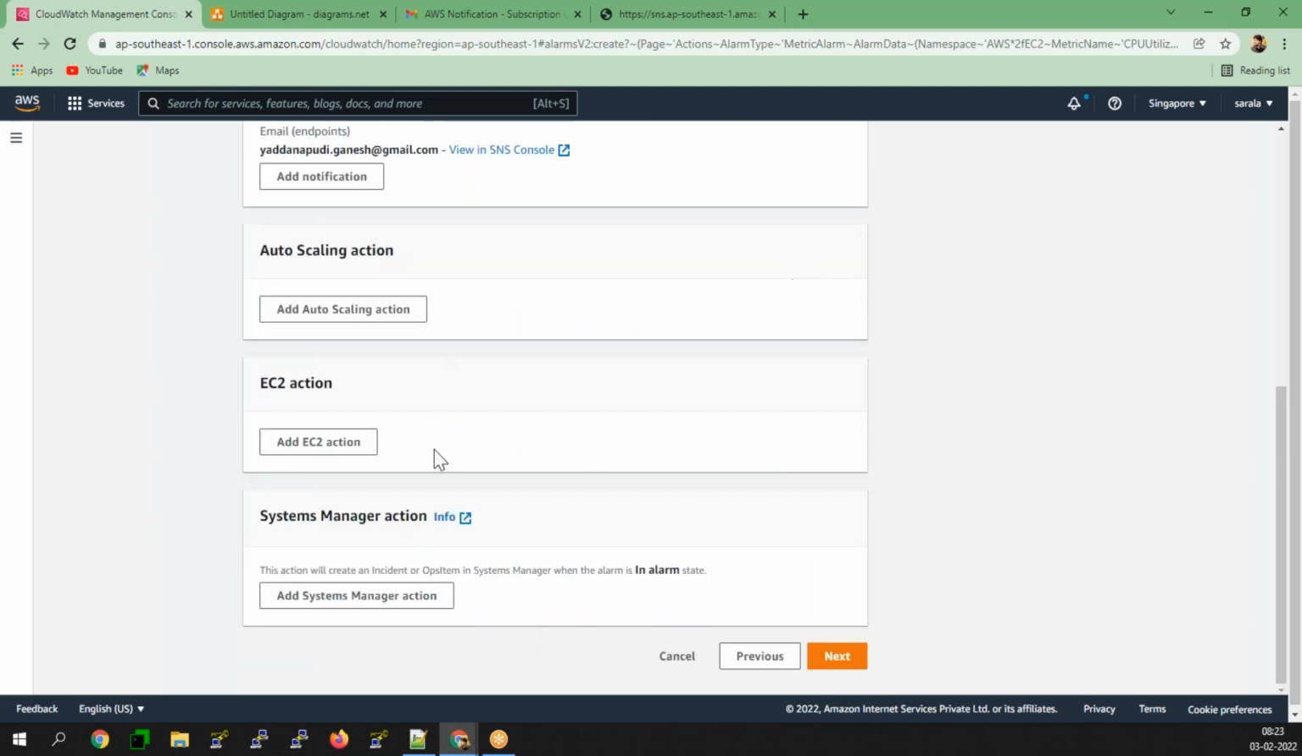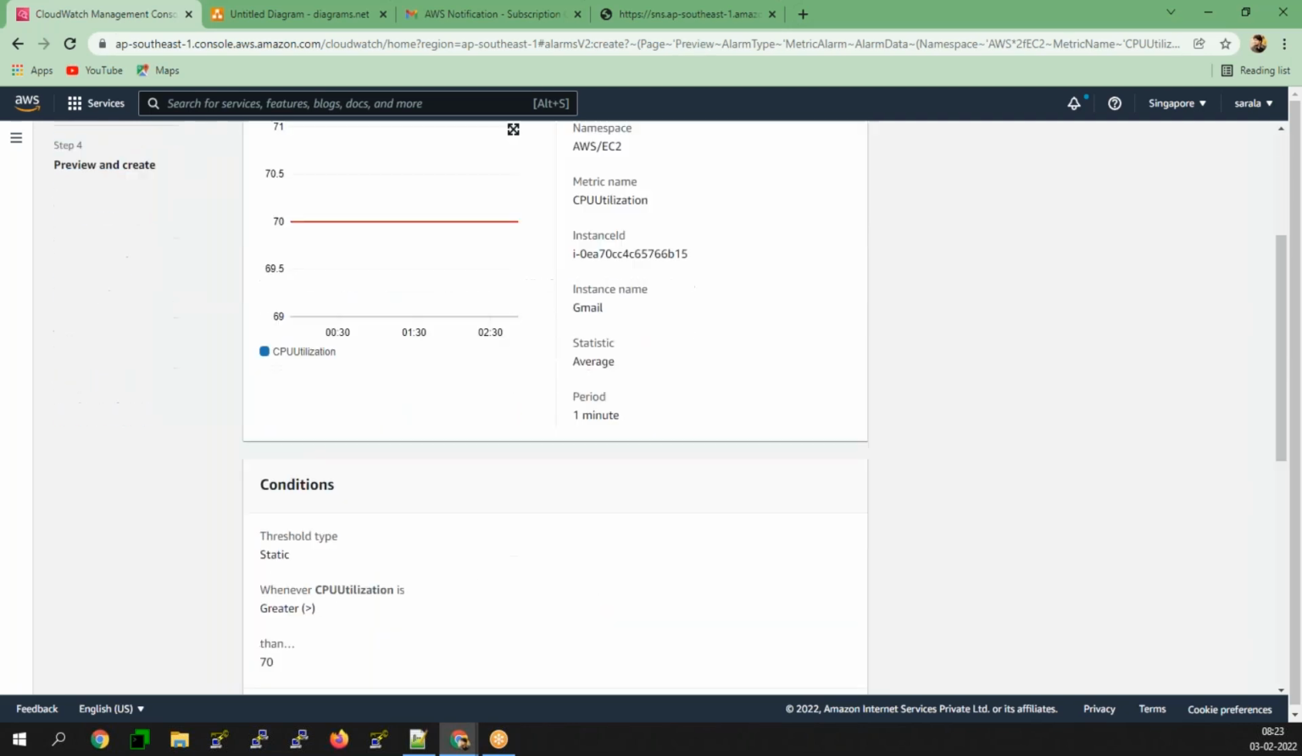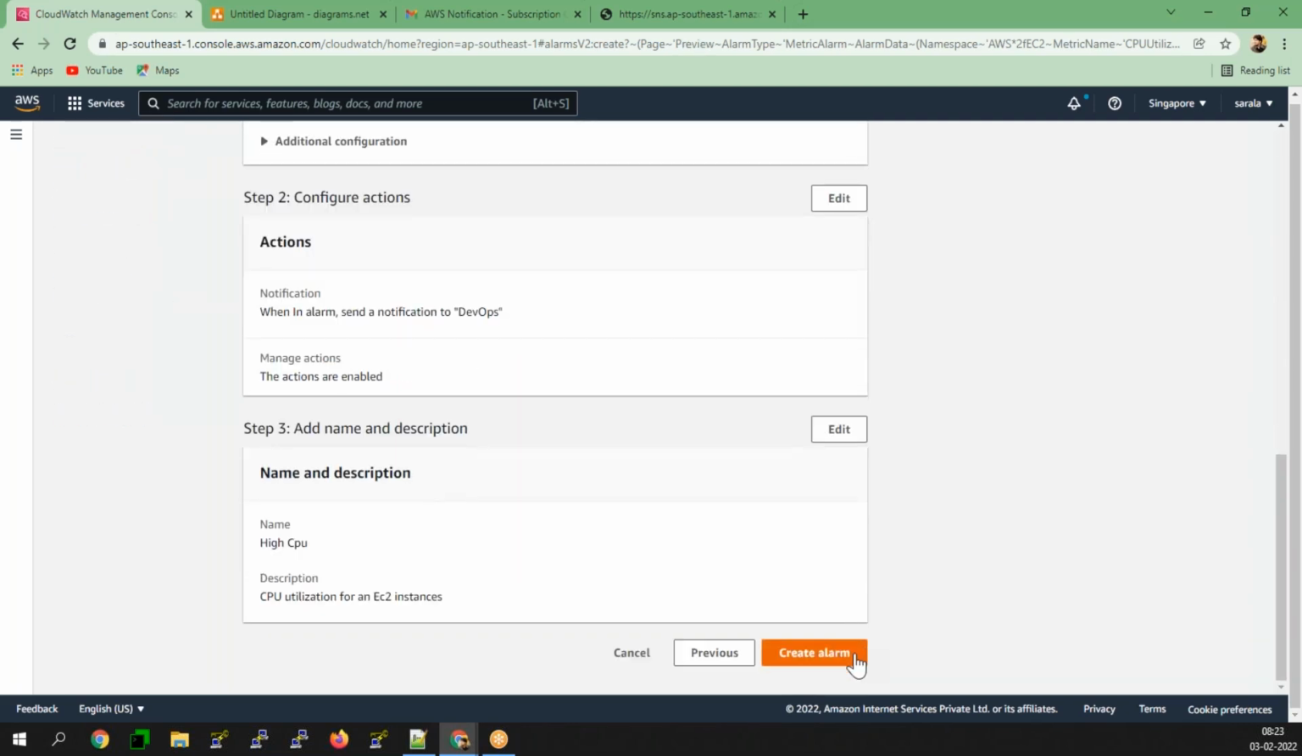So not required here. I'm removing, no actions are needed. I will do it manually. And the alarm name, I'm going to consider as High CPU utilization per EC2 instance. Click on next and create alarm.